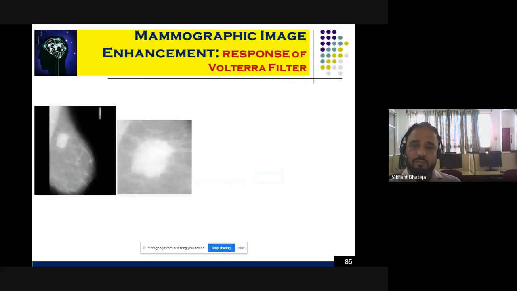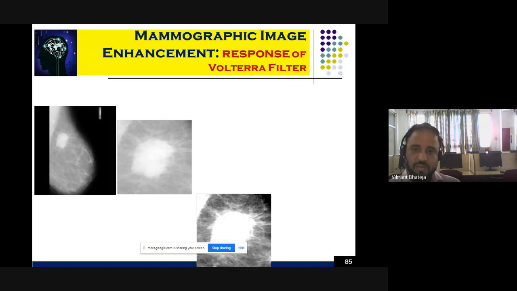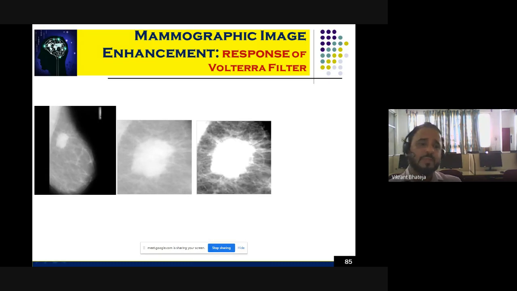Now, let's see the challenges which are associated with this Volterra filter response. Just see a very interesting thing. Suppose this is our input mammogram, input region of interest, and say we have done an enhancement. Now you are using the Volterra filter for your enhancement.